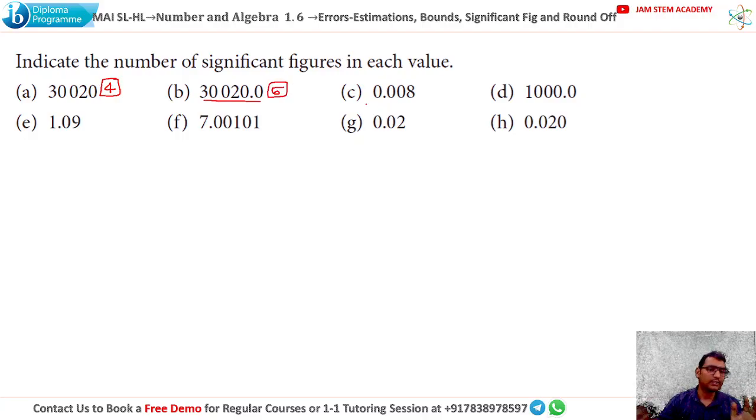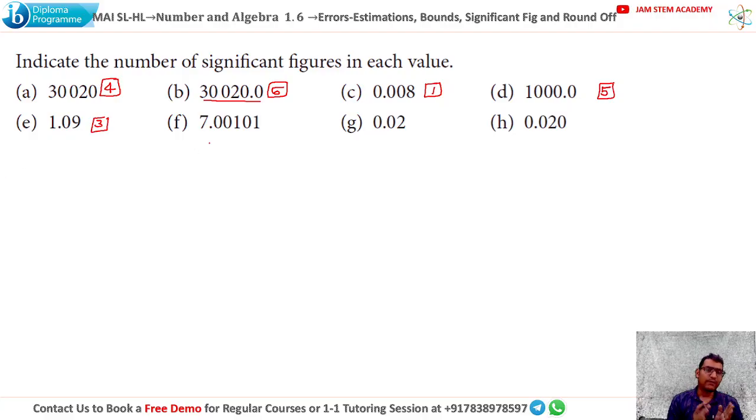For the C part, it is 0.008. So in this question, we will not consider those zeros after the decimal and before, okay. So only one significant figure. D part, 1000.0. Because of this decimal, yes, all these zeros will become significant. So in this way, we have a total of five significant figures. Next one, 1.09, yes, simple, 3.